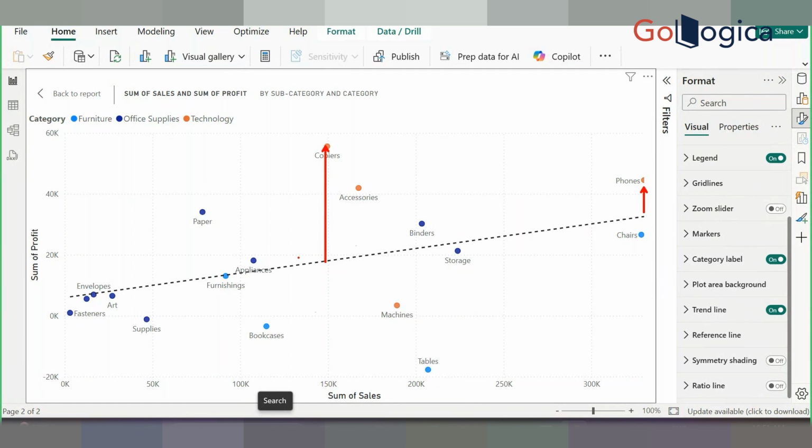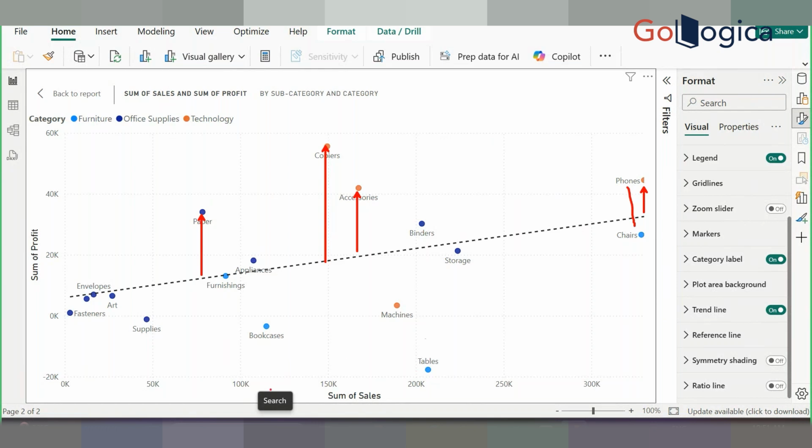Papers are again very far away, so they give a better profit than the phones, and better than the binders. Papers and accessories are also giving a better profit than the phones. So the phones are giving a good profit, but many other products give better profit than the phones. Papers, even with very low sales, have done a very good profit. Copiers, with slightly below average sales, are still one of the highest in profit. Accessories, even with average sales, have a higher profit than the phones.